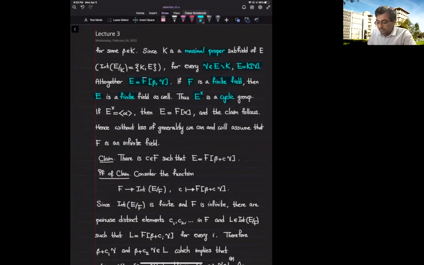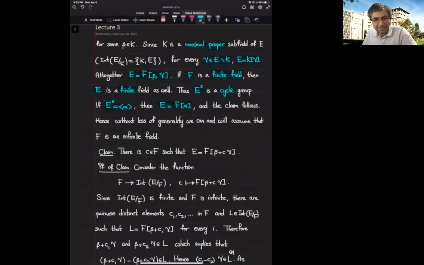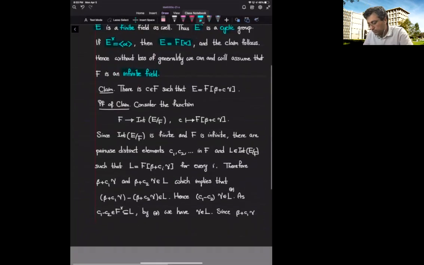So say the multiplicative group of E is generated by alpha. Now, when I add alpha to the base field F, I am going to get all the powers of alpha inside this set. So I'm going to get the entire field E. So alpha is also a primitive element of this field extension. So then we are done. So if F is finite, we are done. So from this point on, I'm going to assume that F is infinite. So F is not finite. That's going to be my assumption from this point on.